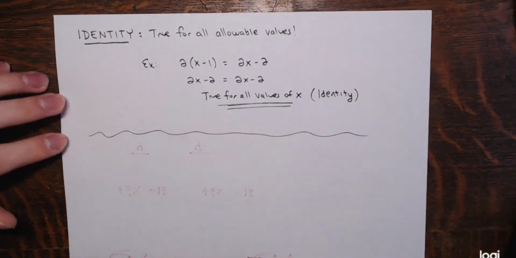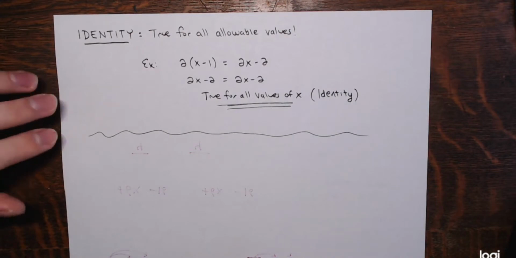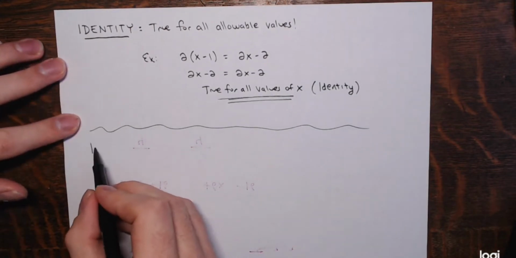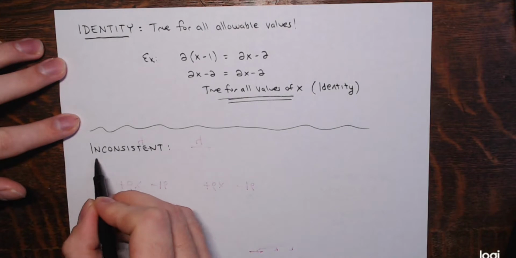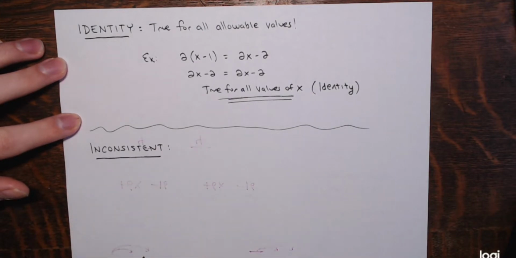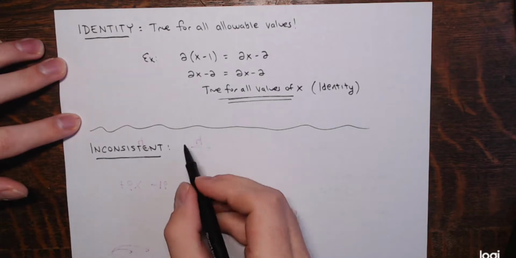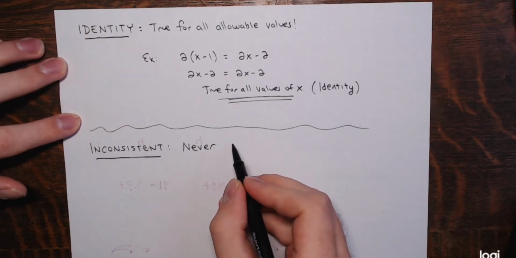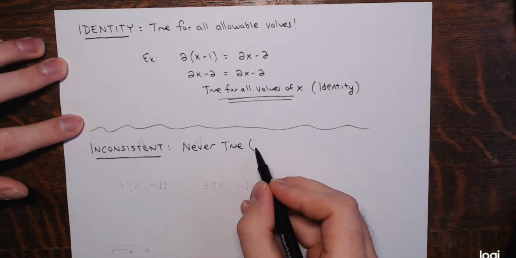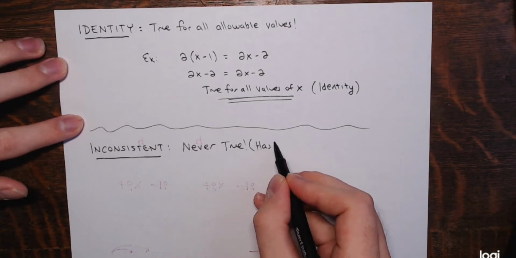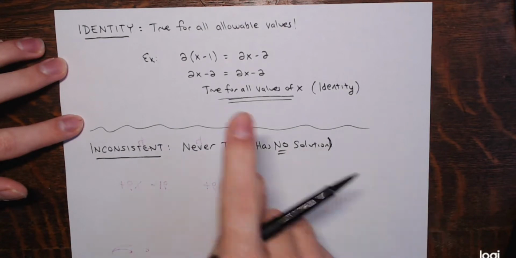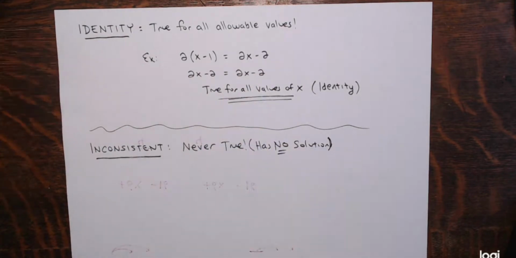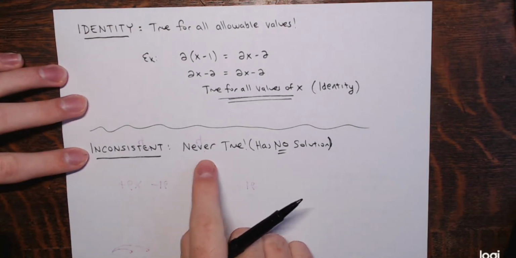Now the other type of equation they bring up is an inconsistent equation. Inconsistent. This is never true. Has no solutions. Never true. Has no solution. The identity has infinitely many solutions. Everything is a solution. All real numbers are solutions. An inconsistent equation has no solution at all.